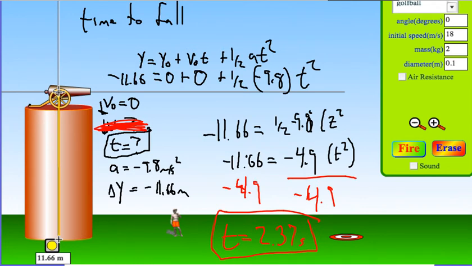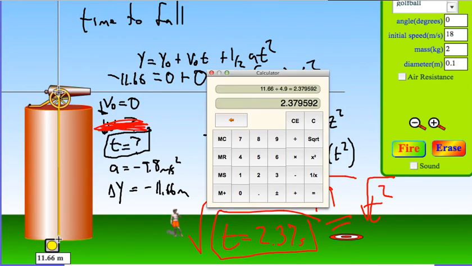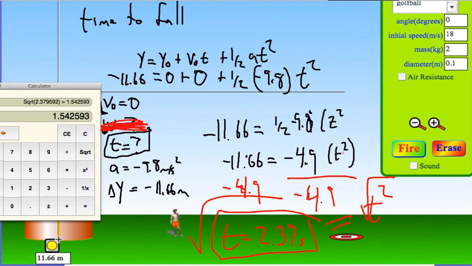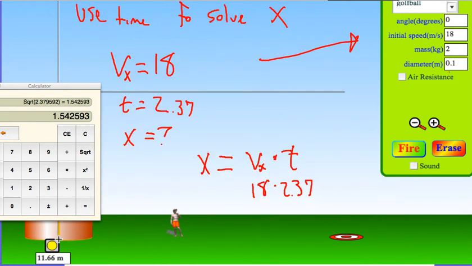I just realized I forgot one more step back here. Oh boy. That equals t squared. So the last step is to square root that number. So let's bring back my calculator. Square root, 1.54. So I forgot there's one more step. We have to get rid of the square on t by square rooting our answer that we thought we had. So it was this number right here, 11.66 divided by 4.9, which was 2.37. Then square root that equals 1.54. Okay, glad I caught that.